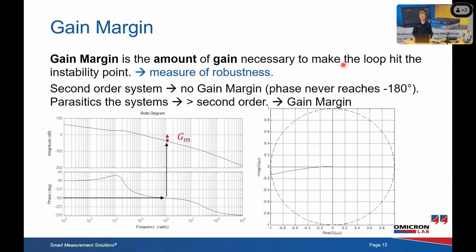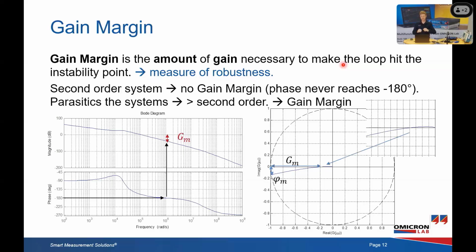We can also look at that in the Nyquist diagram. So that would be the phase margin, and the gain margin is how much gain do we need to add so that this blue transfer function starts to cross the minus 1 point.